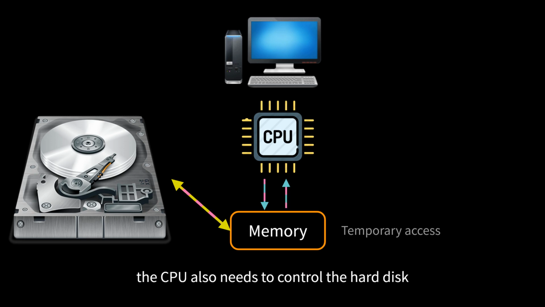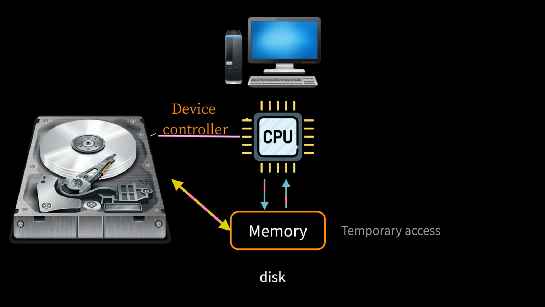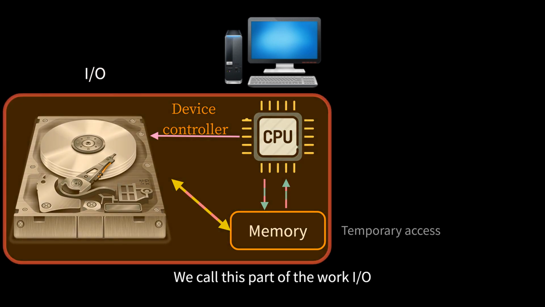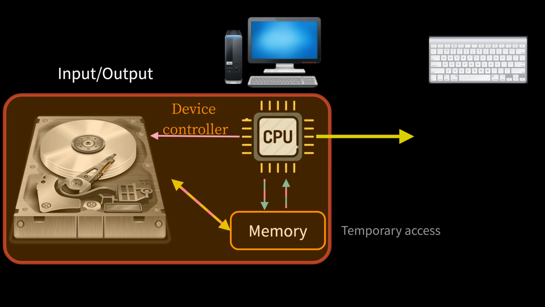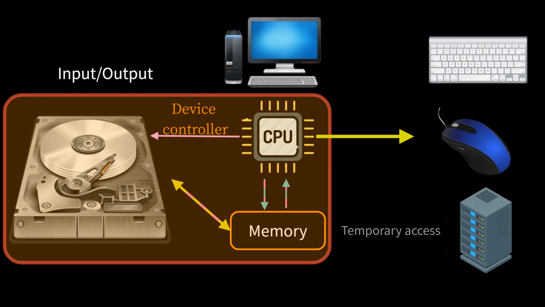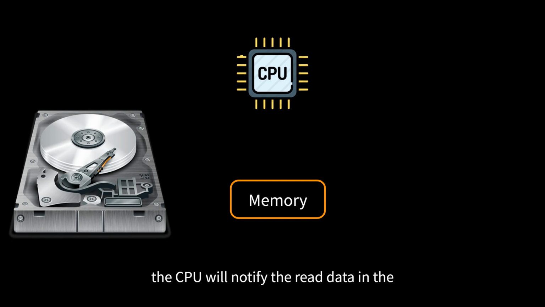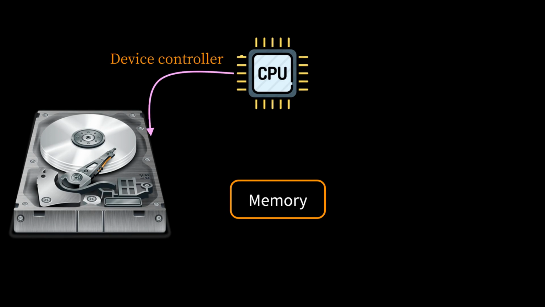In addition, the CPU also needs to control the hard disk through the disk controller. We call this part of the work I/O, which is short for input/output. In fact, the CPU's work with most external devices such as keyboard, mouse, network, etc. are all I/O. All need such a control process. Specifically, the CPU will notify the device controller to read data in the hard disk. Then the hard disk and the memory transfer data.